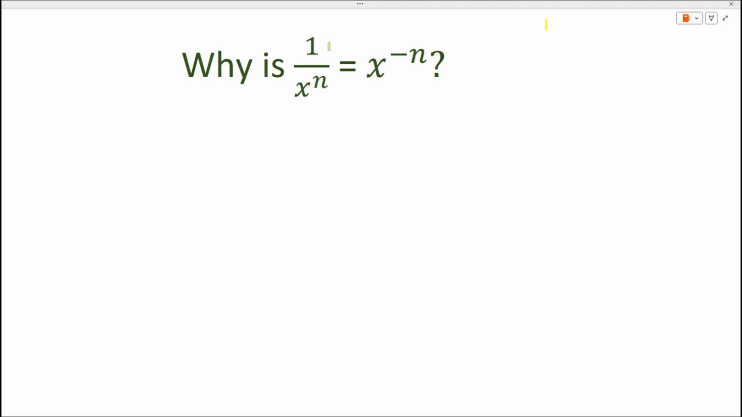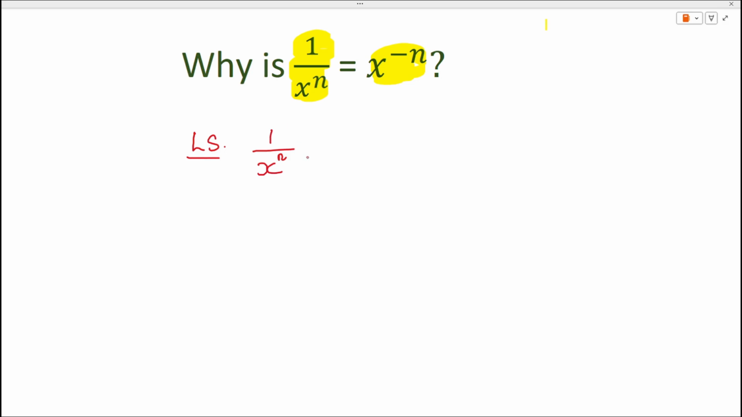Hello, today we'll try to prove the negative exponent rule, which says 1 over x to the power of n can also be written as x exponent negative n. So let us start the proof. We'll take the left hand side, which is 1 over x raised to the power of n.